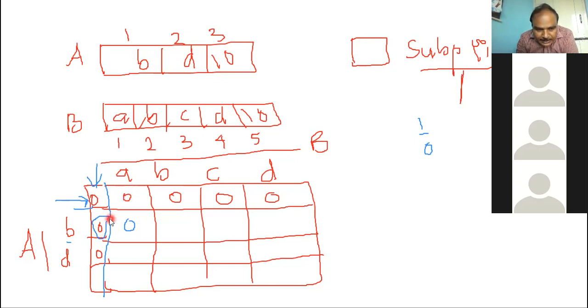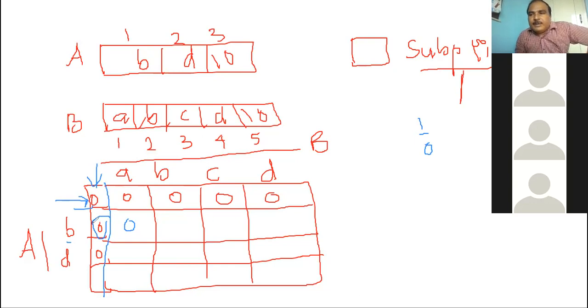What is the maximum among this? What's the maximum value? Zero. Yes, that's why I put a 0. You have to put a 0 here. Correct? Is it okay? Is it understood? Yes, sir.